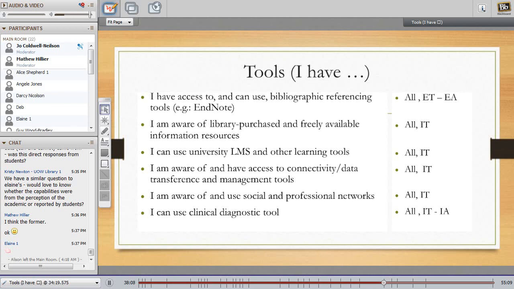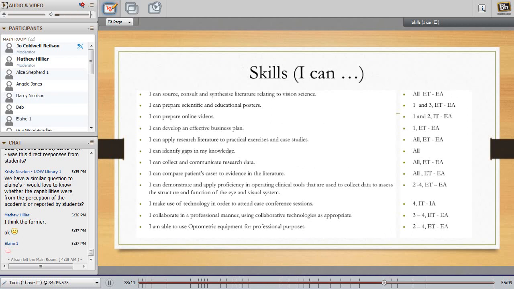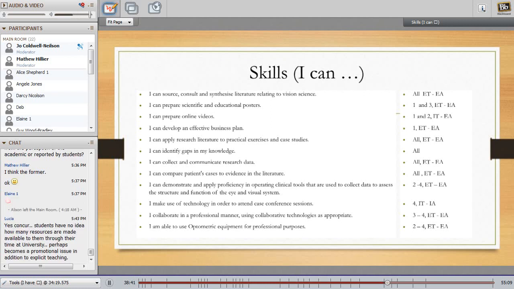So this was carried through to I can, so there's the skills, and I apologise for the smaller print here, but you'll see that the skills align to the tools that they had access to. So for example, I can source, consult and synthesize literature. So that's relating to being able to access the library. I can prepare scientific and educational posters. There was a tool around being able to prepare videos and so on. And again, explicitly taught, explicitly assessed, implicitly taught, explicitly assessed.